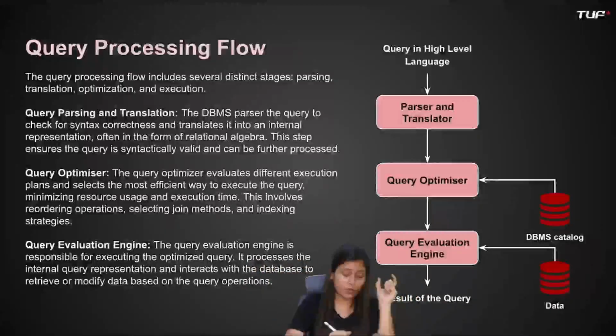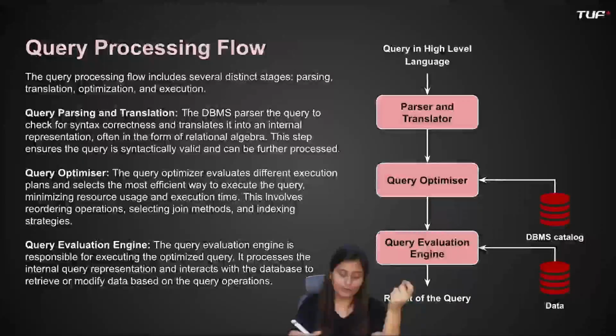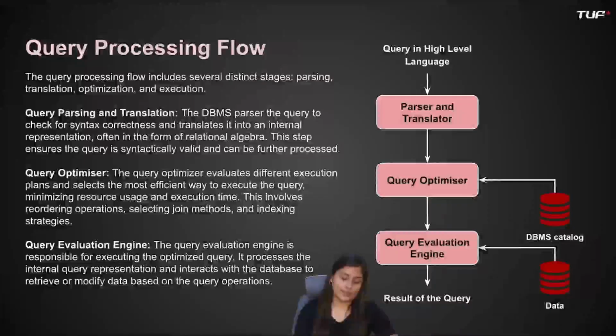So the query optimizer considers all these different ways of execution and then selects the most optimized one, which we can actually apply. This is the most efficient way to execute the query while minimizing resource usage and execution time. So it is the task of the query optimizer to minimize the time and the resources required for query execution.